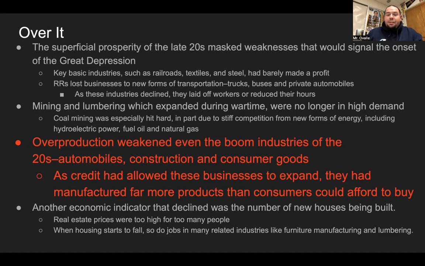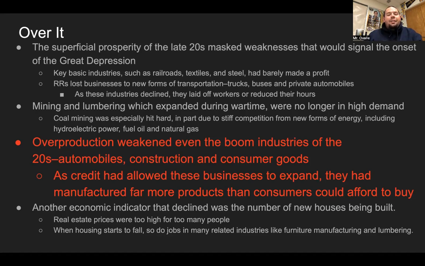Mining and lumbering, which expanded during the war, were no longer in high demand. Coal mining was especially hit hard, in part due to stiff competition from new forms of energy, including hydroelectric power, fuel oil, and natural gas. Overproduction, however, weakened even the boom industries of the 20s: automobiles, construction, and consumer goods. As credit had allowed these businesses to expand, they had manufactured far more products than consumers could afford to buy. If only that were true nowadays.